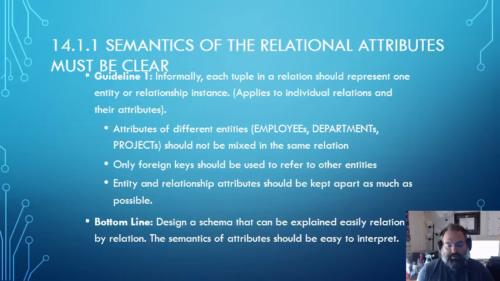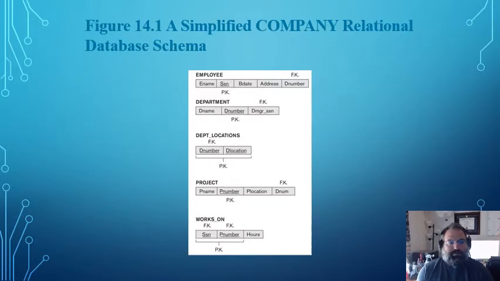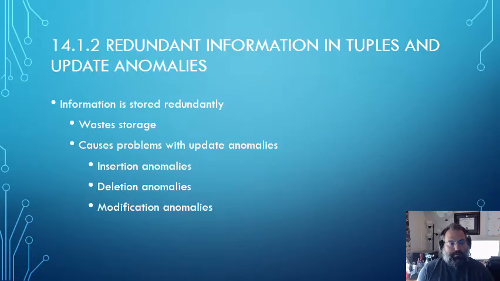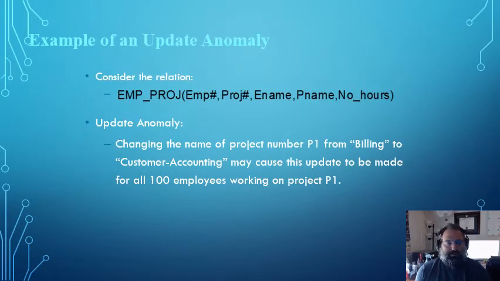The semantics of attributes should be easy to interpret. Here is an example, figure 14.1, of a simplified company relational database schema. 14.1.2 covers redundant information in tuples and update anomalies. Information is stored redundantly, which is wasteful of storage. It causes problems with update anomalies, insert anomalies, deletion anomalies, and modification anomalies.